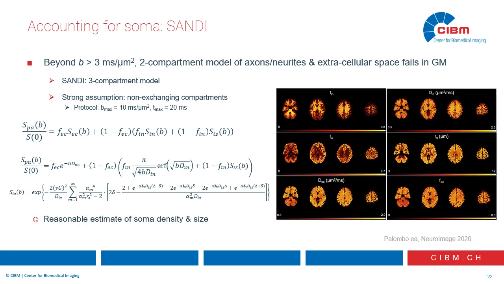And so all in all, it's possible to get reasonable estimates of soma density and size using this model. So here you have a soma size as well as density. And you can see you have more neurites, of course, in white matter and more soma in gray matter. But again, this model is not applicable on data acquired on a clinical scanner, unfortunately.